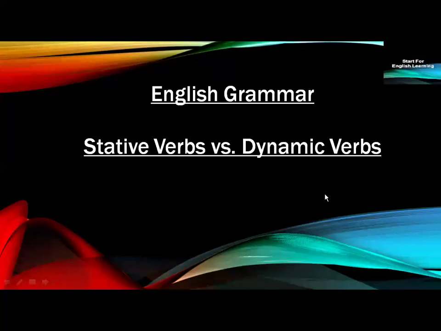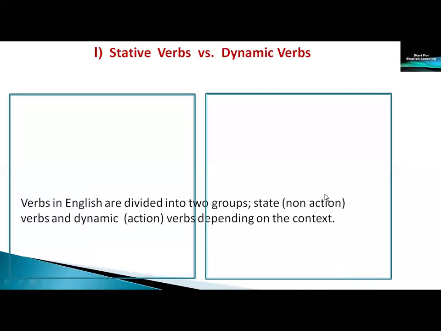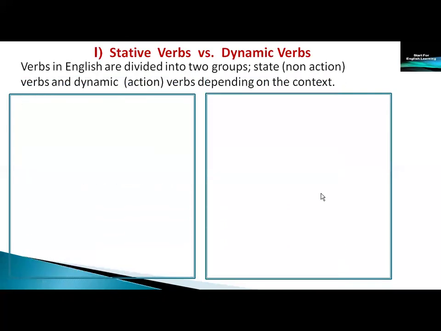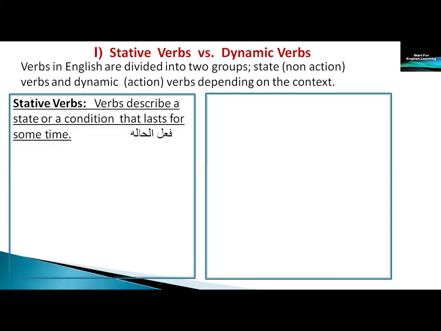Stative verbs versus dynamic verbs. Verbs in English are divided into two groups: state or non-action verbs and dynamic or action verbs, depending on the context. Stative verbs describe a state or a condition that lasts for some time.